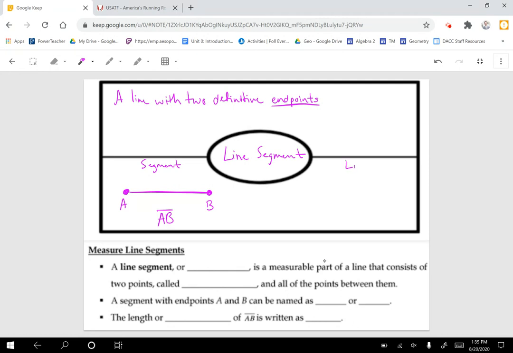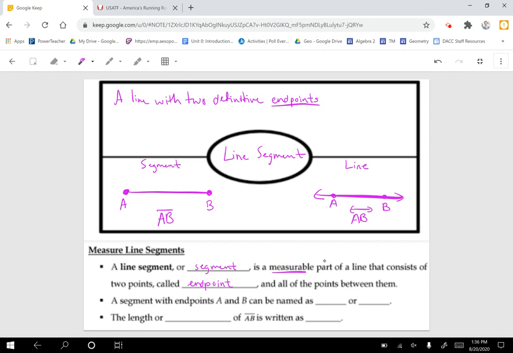A line, which is different from a line segment, I put line, that has the arrows that extend. So again, it still could be points A and B, except the difference is that it extends. So these are two different things between line and line segment. So notes for this: a line segment, or just segment for shorthand, is a measurable part of a line that consists of 2 points. We call them endpoints.